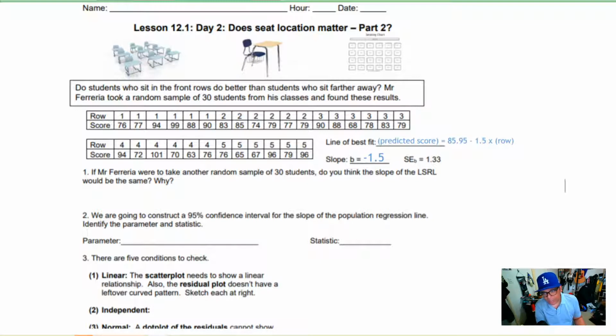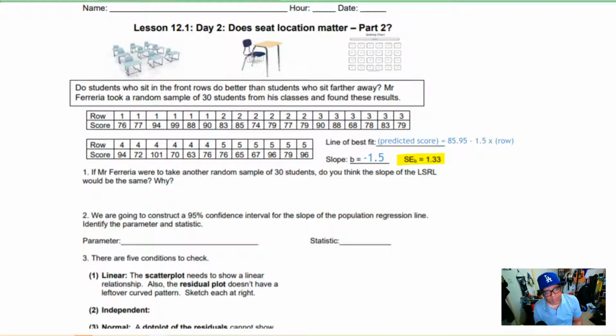Next to that, we see SEB. And SEB is the standard error for the slope of the line. Basically, if we did a whole bunch of random arrangements of these scores into the different seats, then each one of those would vary from the true slope of the line by about 1.33 units per unit.